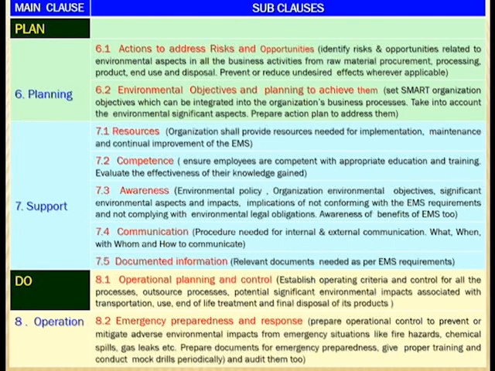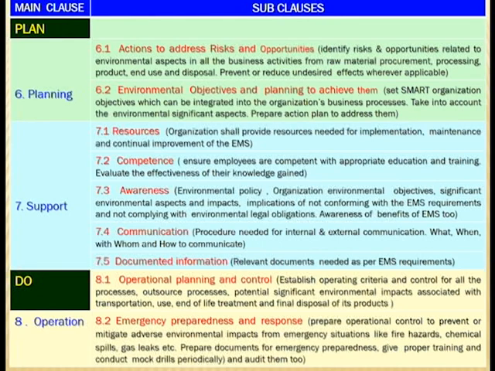6.2 deals with formulating the environmental objectives of the organization, which should be SMART. That is, objectives should be specific, measurable, achievable, realistic and time-bound. The objectives should be integrated into the organization's business processes. Significant aspects can be converted into EMPs, that is environmental management programs, with time-bound targets and action plans for achieving them. Next, main clause 7 is about support.